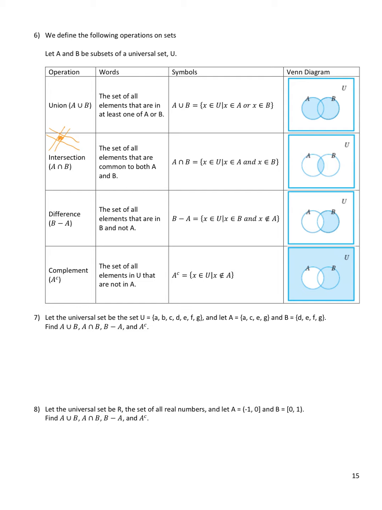Okay, so for example, let's let the universal set be A, B, C, D, E, F, G. A is the set A, C, E, G. B is D, E, F, G. And I want to calculate the union of A and B, the intersection of A and B, B minus A, and A complement. So it might be helpful to draw a picture. So I have my universal set, and then A and B. I need to draw this a little bit bigger.